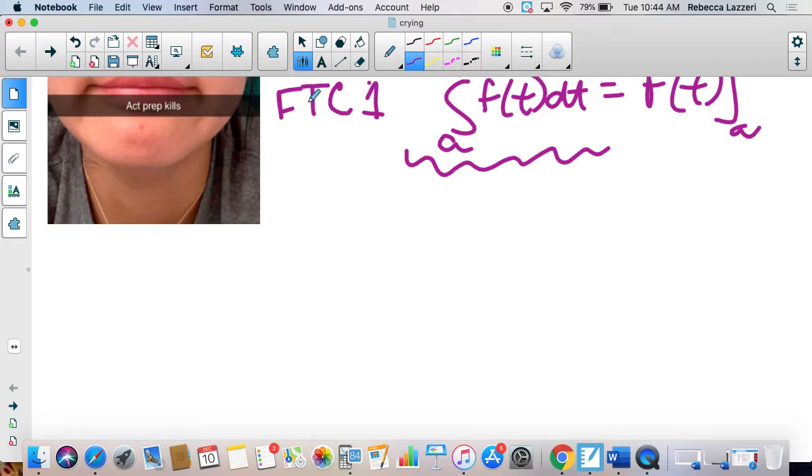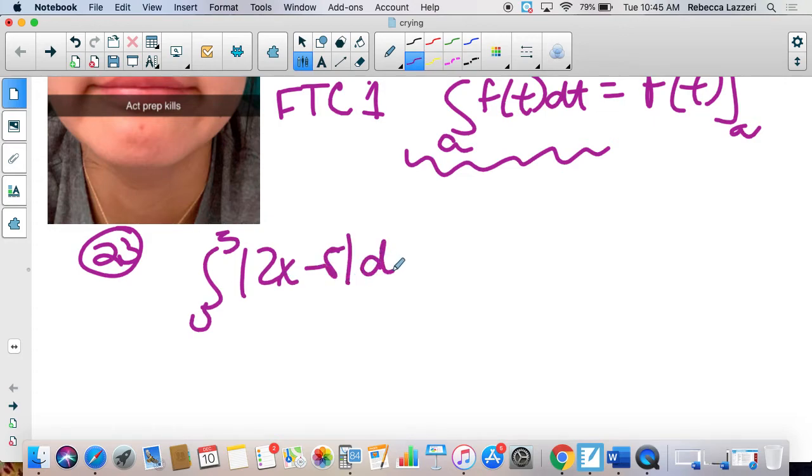I'm first going to work number 23, a way that may make you kind of angry at yourself, I hope, okay? 23, maybe it's not 20. Yeah, 23 is the integral from 0 to 5 of the absolute value of 2x minus 5 dx.